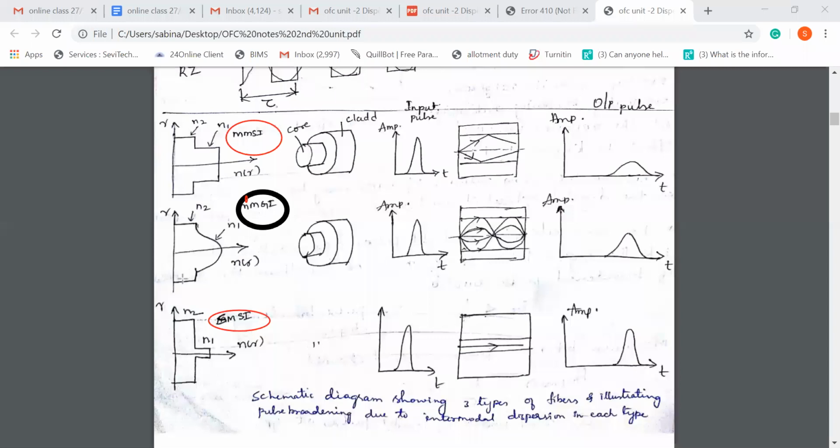Now if you have a multimode graded index fiber, if you remember, your core refractive index is changing along the core axis. The refractive index is more at the axis, then slowly it starts reducing, and at the cladding it is again n2, constant. That is the reason we get this kind of profile.